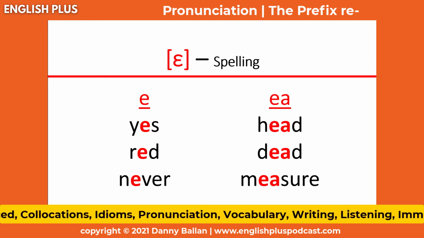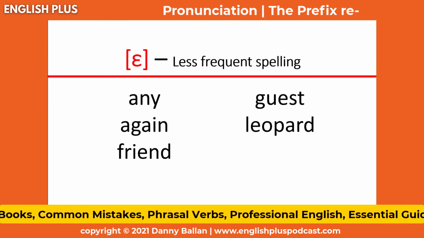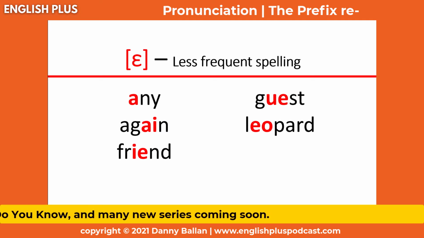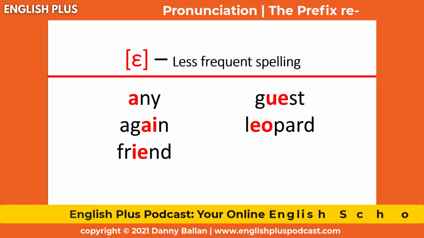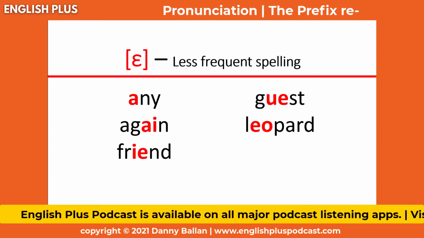Now, let's talk about some less frequent spelling. We can have the sound spelled as the letter A, in words like any. Any is pronounced like any. We can have it as well spelled as AI, as in again. Again, it's not again, it's not long, it's again. We can have it as IE in words like friend. We can have it as UE in words like guest, or it can also be EO in words like leopard. It's not leopard, it's leopard.